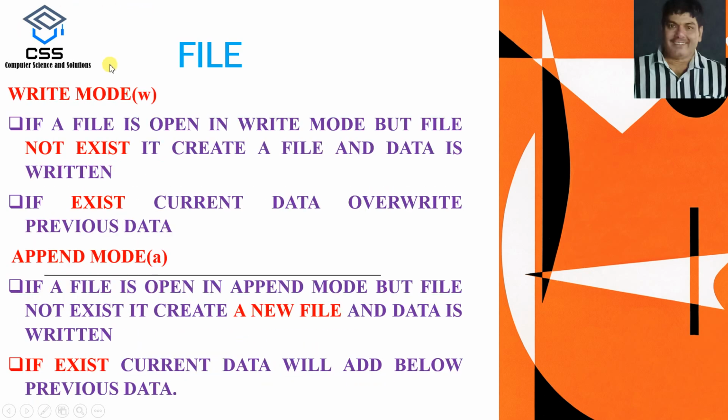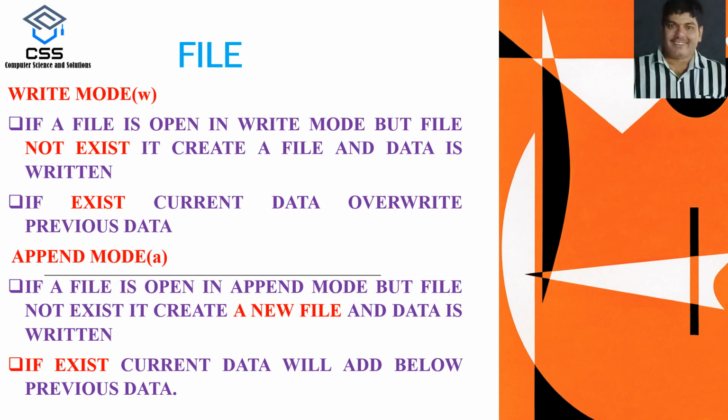If a file is opened in write mode and the file does not exist, it will create a new file and data is written. If it exists, the current data will override the previous data. So if the file does not exist, a new file will be created. If the file previously exists, then what happens? The current data overrides the previous data. What is the meaning of append mode? If a file is opened in append mode but the file does not exist, it creates a new file. If it exists, the current data will not override; the current data will be added below the previous data.